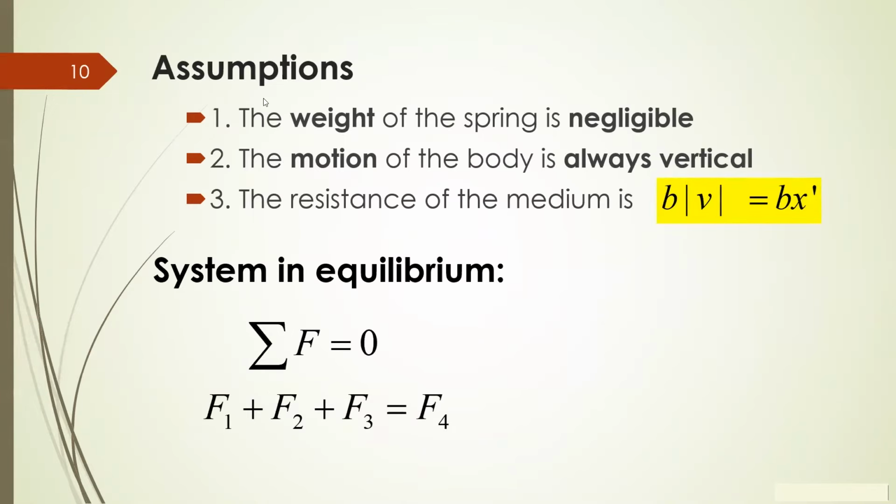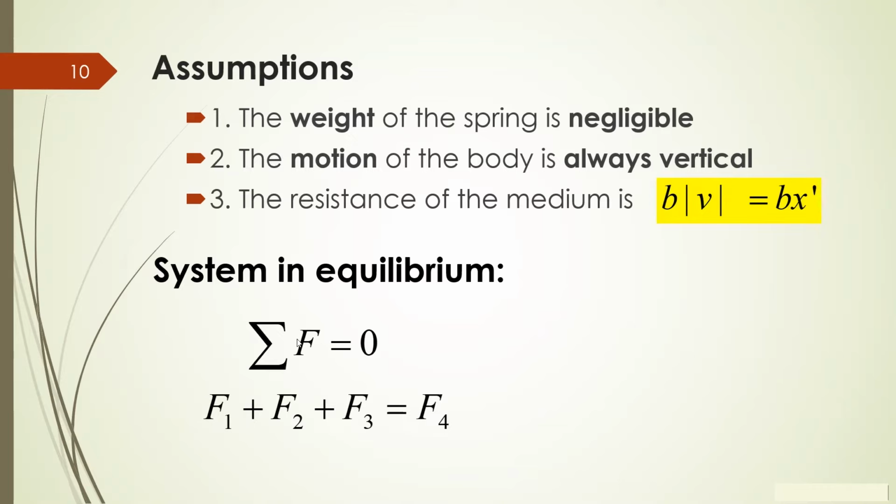Okay, so what are those assumptions? The weight of the spring is negligible, of course, compared to the body. The body hanging at the end of the spring would have a lot of weight compared to the spring. So let's just neglect the weight of the spring. Number two, the motion of the body is always vertical, meaning it's purely vertical. We won't be taking up those with horizontal motions. Number three, the resistance of the medium is Bv or Bx prime, di ba? This one is B dx over dt. That's the resistance or the damping.